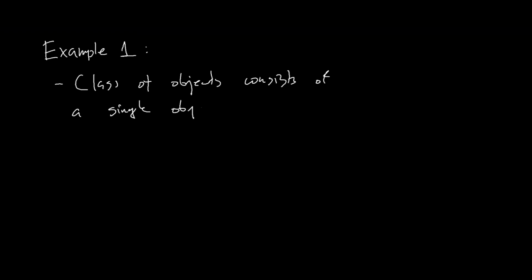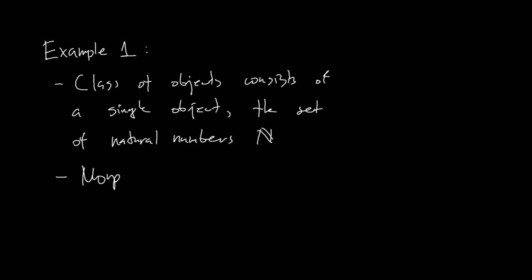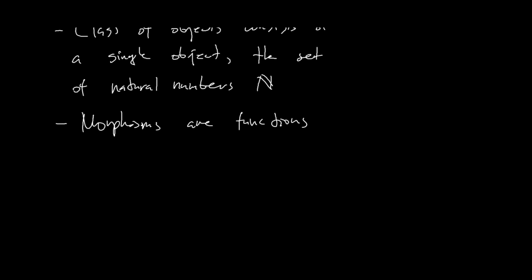In this example, let us take our class of objects to consist of a single object. There's only one object in our graph, okay? The class of objects consists of a single object, and that single object is the set of natural numbers, N. Now the morphisms are functions. And of course, in this case, there will be functions from the set of natural numbers N to the set of natural numbers N. And here are some examples of such functions.